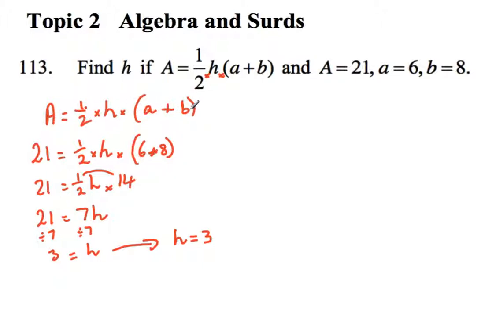So step 1, write out the formula on the top line nice and clearly. Directly underneath on the second line we want to substitute in all the values we've got from the question, and then we just want to simplify until the letter's on its own. And that's about it. So carefully set your work out, and you might have plenty of success at those questions.